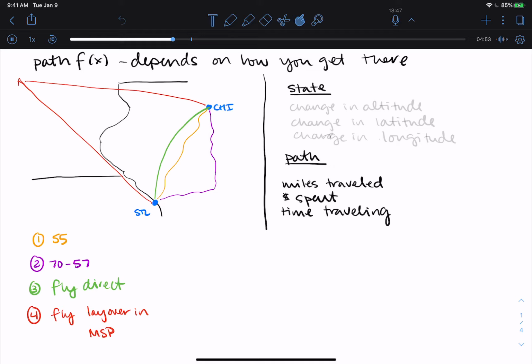Now, the state functions, you still started in St. Louis and ended up in Chicago. So things like change in altitude overall are the same. And honestly, your overall change in altitude is probably not much because I think they're both pretty close to sea level. Your change in latitude would be the same for every trip because you have the latitude of St. Louis and the latitude of Chicago. Change in longitude, right? We could add this in too.